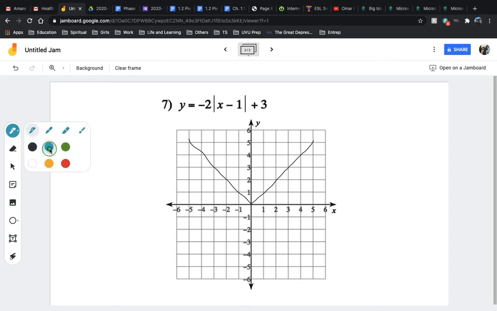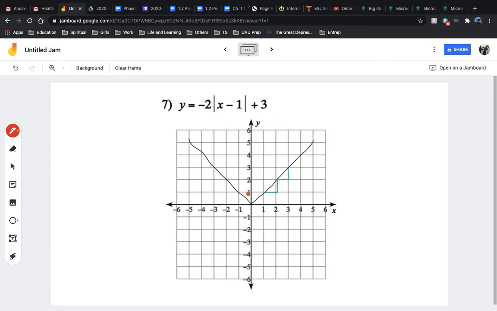Okay? But now we're going to sketch the graph of this function, -2 multiplied by the absolute value of x minus 1, and then you add 3. So let's use red again, and I'm going to do this. These are 3 transformations this original function is going through.